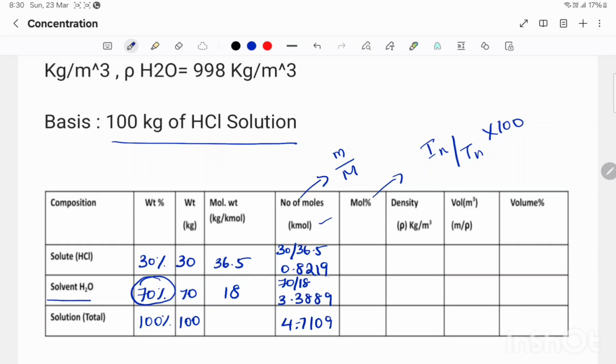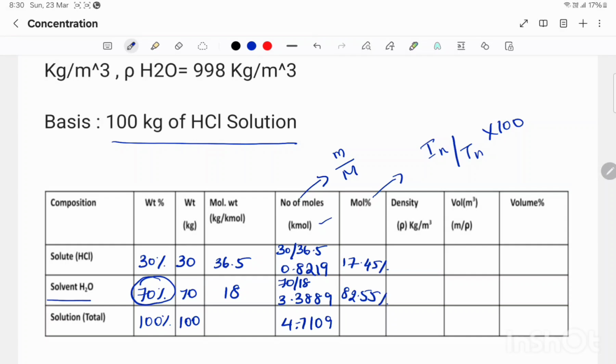So the individual number of moles is 0.8219 divided by 4.7109 into 100, which is 17.45%. Next, for water, 3.3889 divided by 4.7109 into 100 is equal to 82.55%. So next we have to find out what is volume.